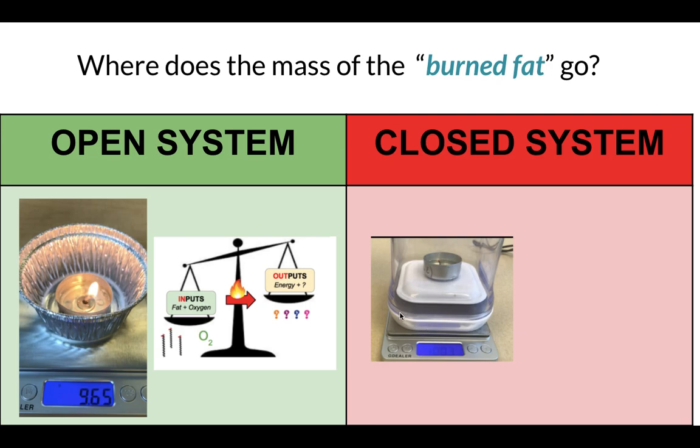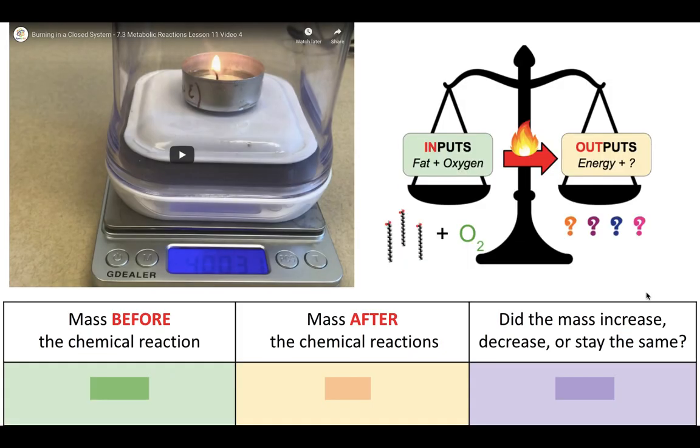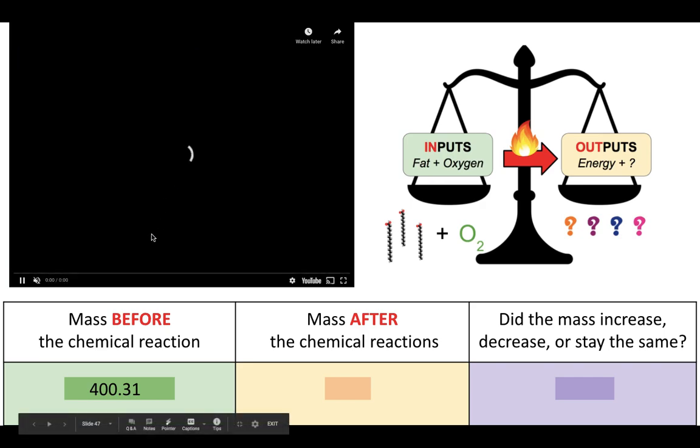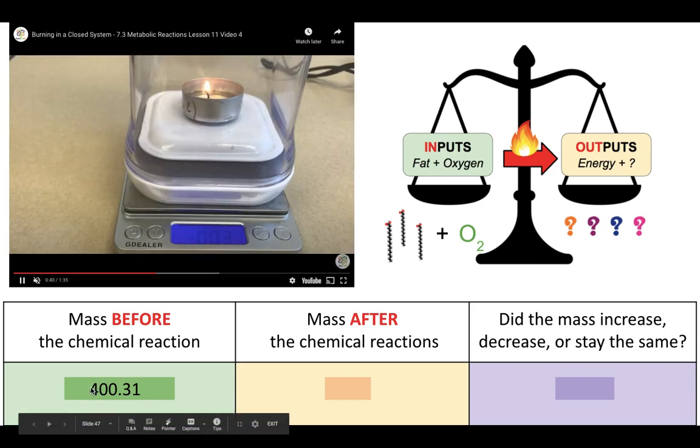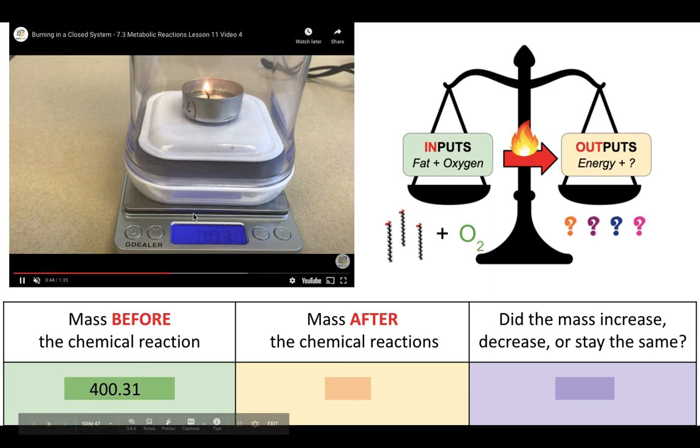So this time, we're going to use a closed system that traps the gas, and we're hoping that the mass of the inputs and mass of the outputs will be the same. Let's see the same experiment. As we're starting, the mass before the chemical reaction is 400.31 grams.